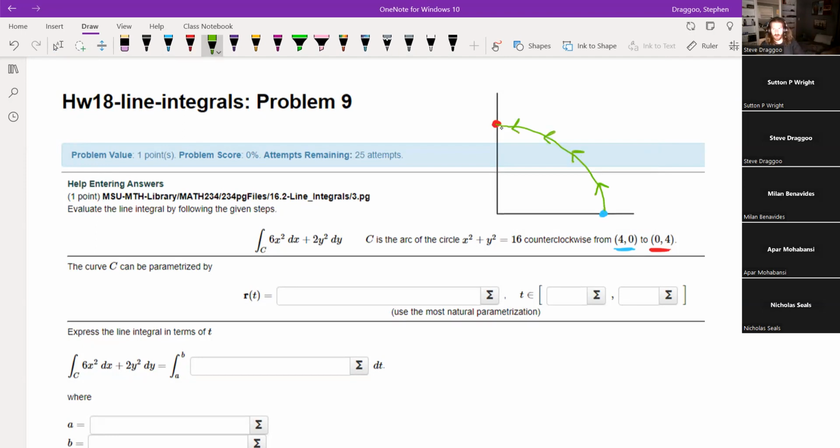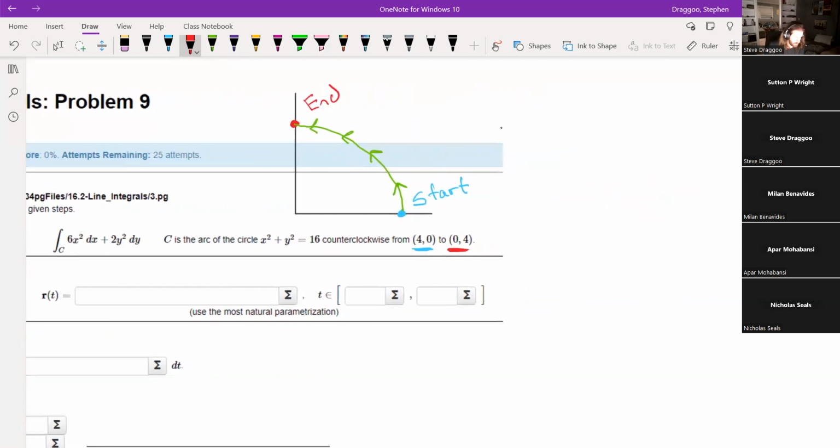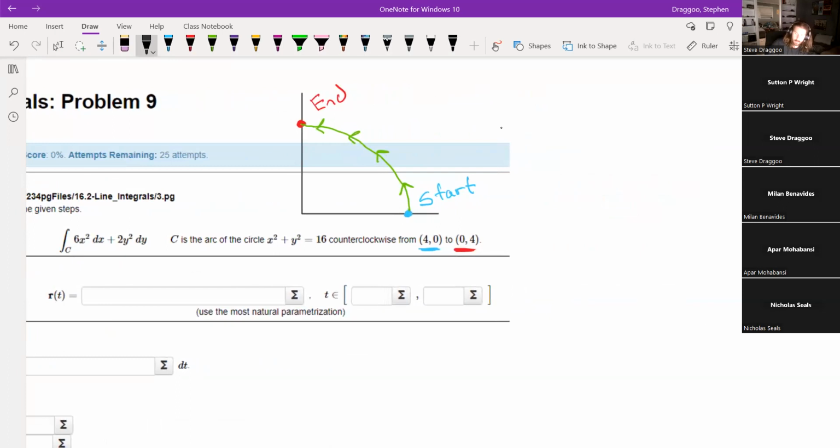It's easier for me to draw arcs clockwise, though, apparently. So we are starting here, and we are ending up here. And we need to parameterize that curve. Since I'm looking to parameterize a circle, polar coordinates are going to be the best way to parameterize that. So I'm going to leave that note over here. Think polar coordinates.